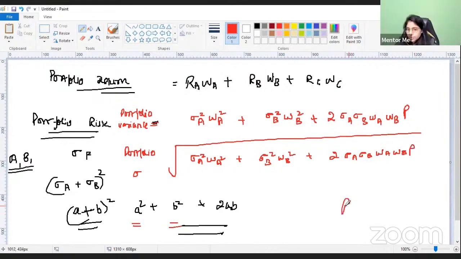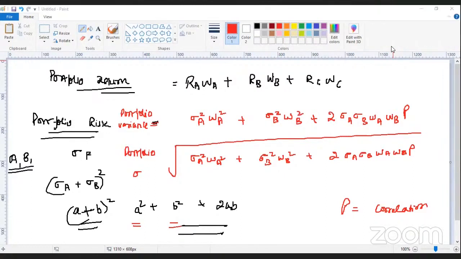Correlation is this symbol. What is this P at the end? This is correlation. This is a Greek letter. I'm not able to recall right now what it is called, but it is a Greek letter and it is representing correlation. I think it's known as upsilon.